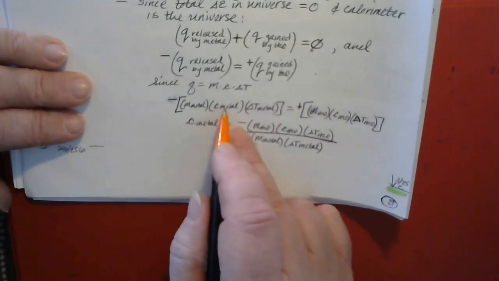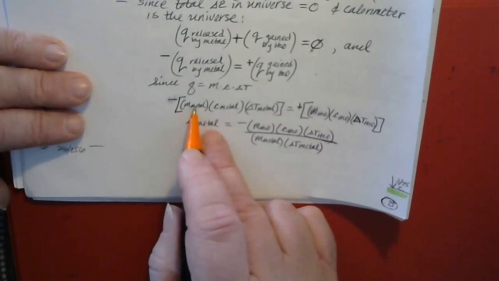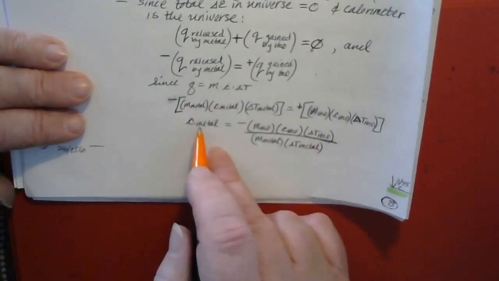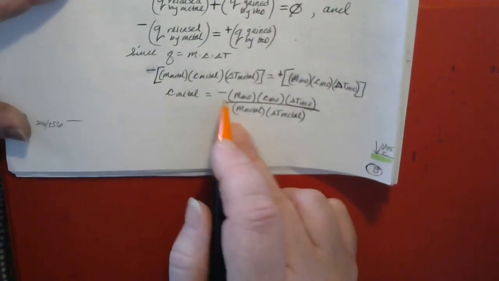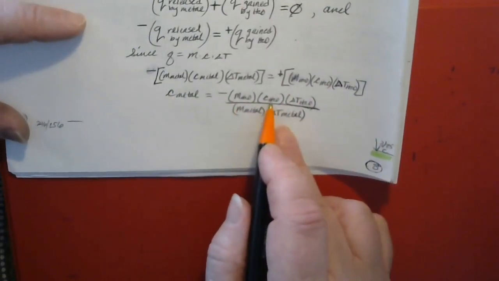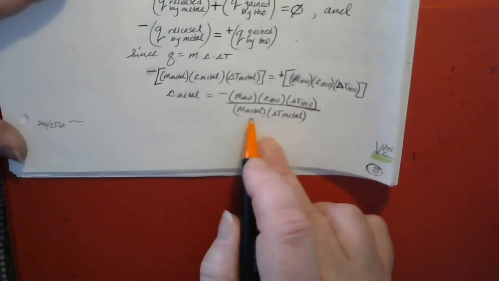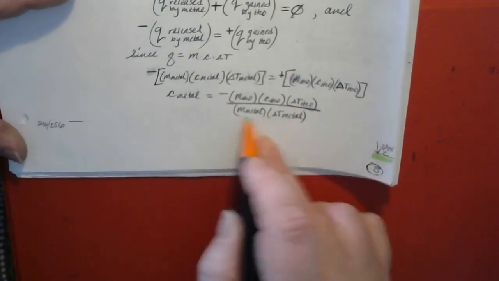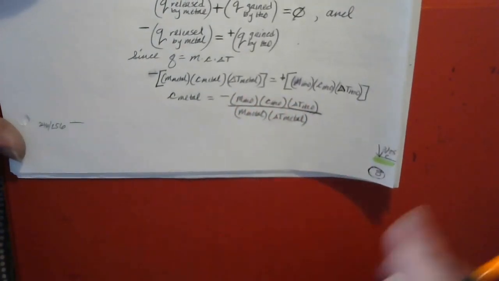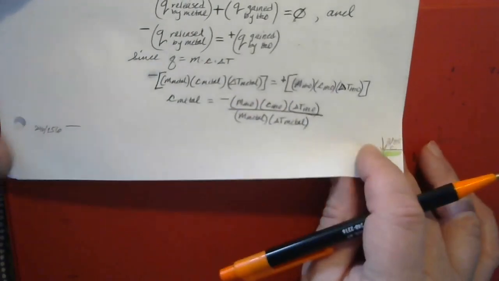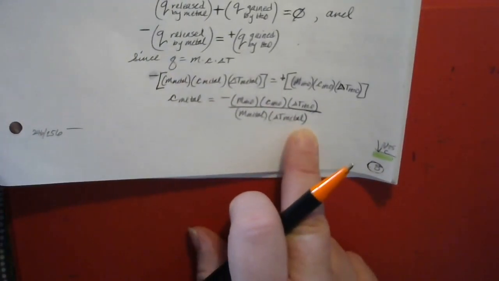If you want to solve for C of metal, then you just divide both sides by mass of the metal times delta T of the metal, and you get specific heat of the metal is negative mass of H2O times specific heat of H2O times delta T H2O, over the mass times the change in temperature for the metal. And this should give you the specific heat of the metal, and then you would be able to compare it to values in the table of specific heats and hopefully decide what the metal is.